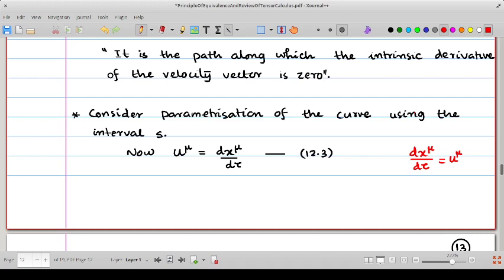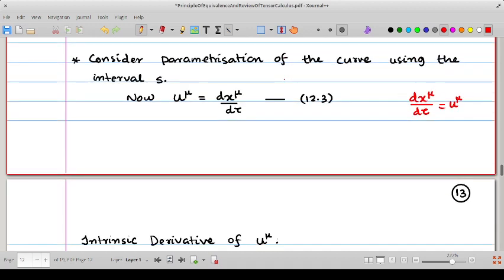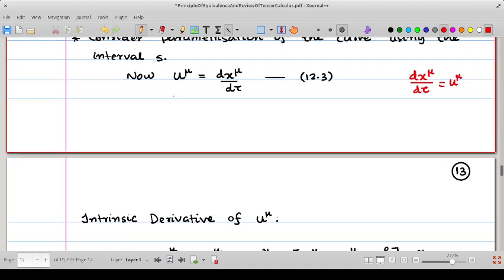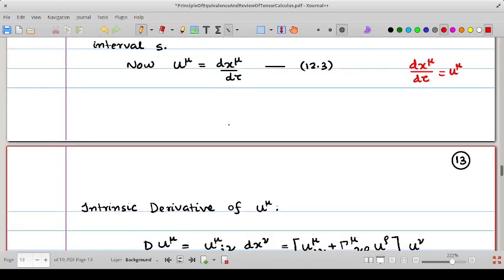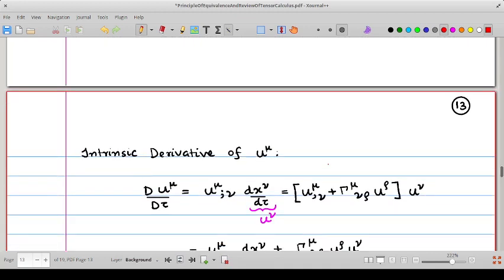Now, a geodesic is also defined as the path along which the intrinsic derivative of the velocity vector is 0. The velocity vector over here is the four velocity given by u^μ, which is dx^μ by dτ. So, along a geodesic, the intrinsic derivative of this velocity should be 0. That means du^μ by dτ should be equal to 0.